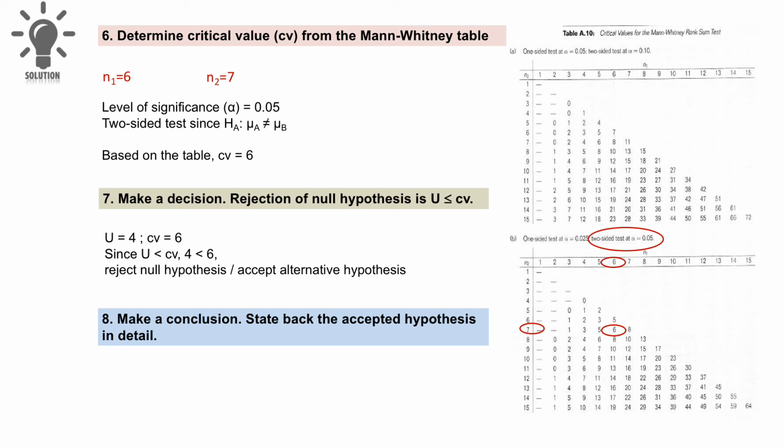In the final step, we have to make a conclusion, whereby we have to state back the accepted hypothesis in detail. So the conclusion can be written as, at alpha equal to 0.05, drug A is different from drug B. So these are all the steps that we have to perform in order to solve a non-parametric question using the Mann Whitney Test.